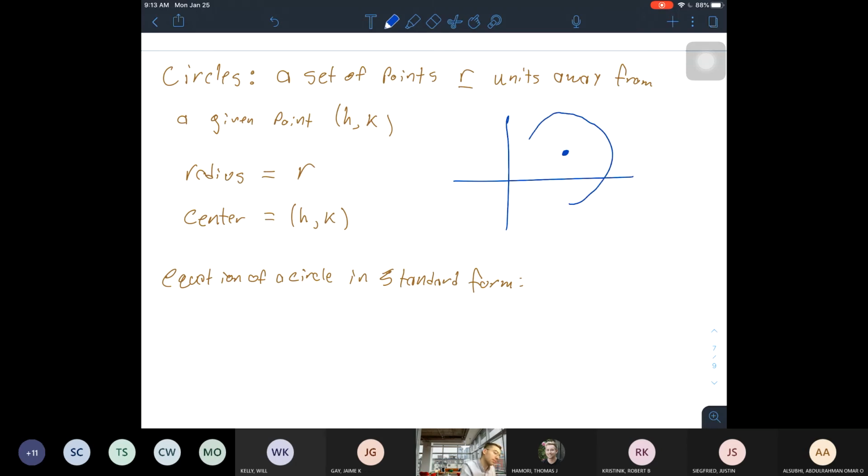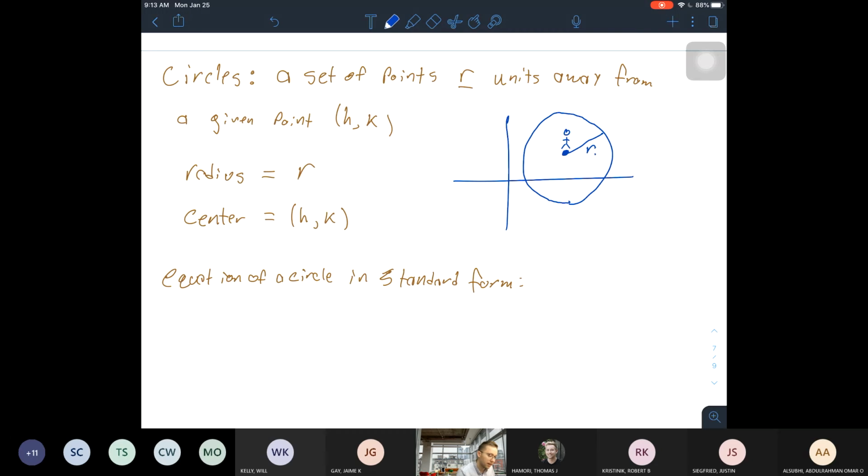Okay, so it looks something like this. So if I start standing here and I walk r units in any direction, the circle is what I call the set of locations which I could walk to if I walked r units away from where I am right now. Okay?